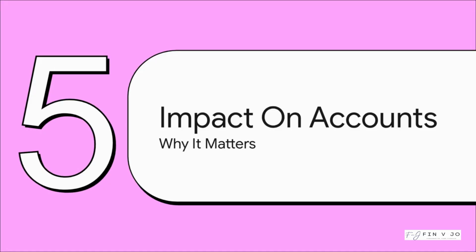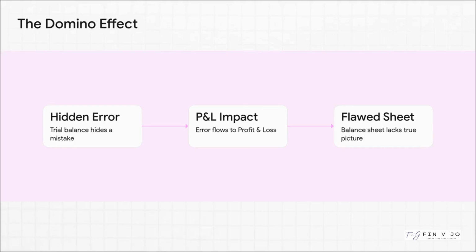Section 5, Impact on Final Accounts. Why does missing these hidden errors matter so much? Because the trial balance is the direct basis for your final accounts, so it creates this really dangerous domino effect. If your financial statements are built on a trial balance hiding errors, those statements won't give a true and fair picture of the business transactions. An undetected error flows directly into your profit and loss account, and ultimately, it corrupts the entire integrity of your balance sheet.